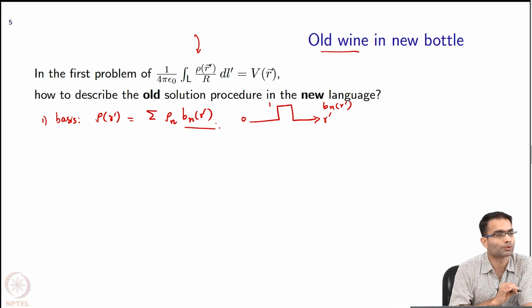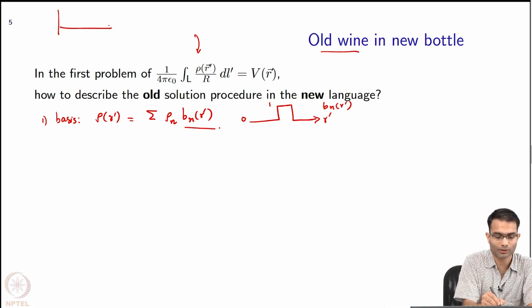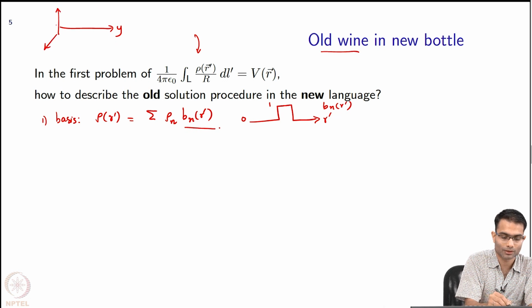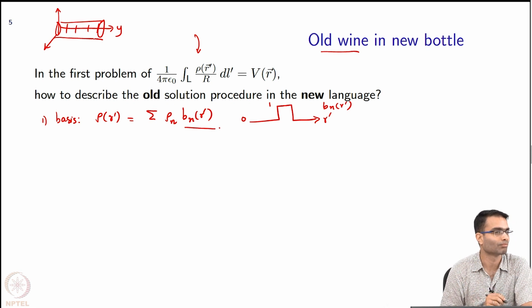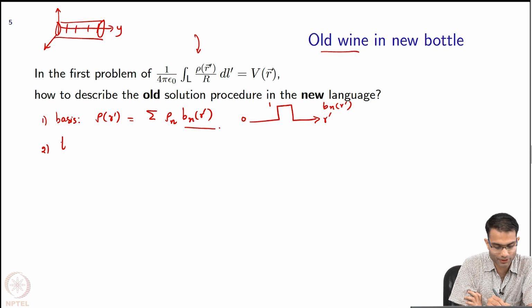And then what did I do? Did I choose a testing function? I didn't actually choose a testing function. I just evaluated the right hand side at different values along this y axis. The cylinder was here, and I just chose different discrete points. So the correct answer from the audience is that the testing function was the analog of a delta function. Okay, so let's see how.